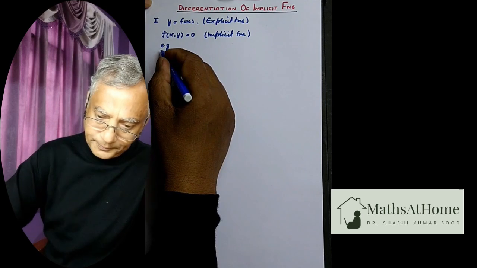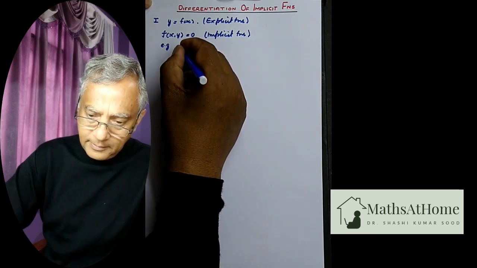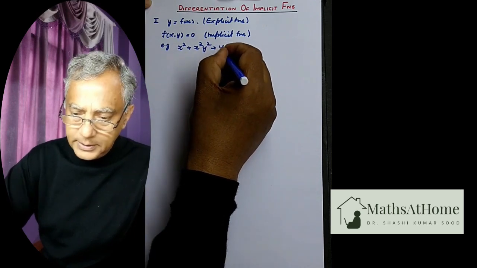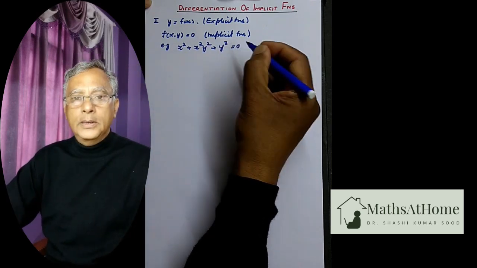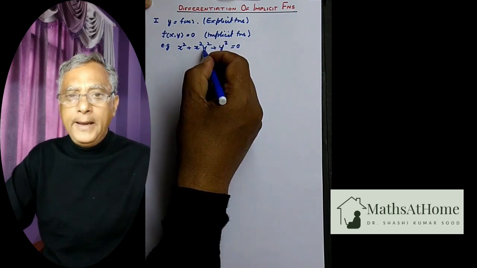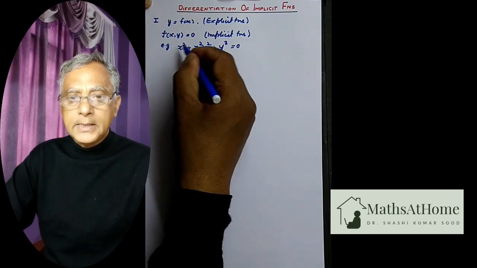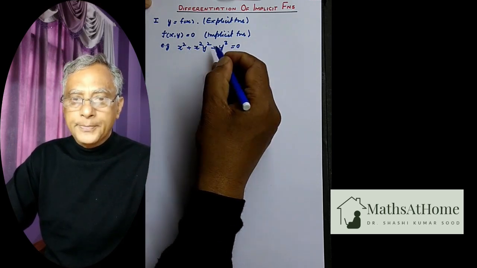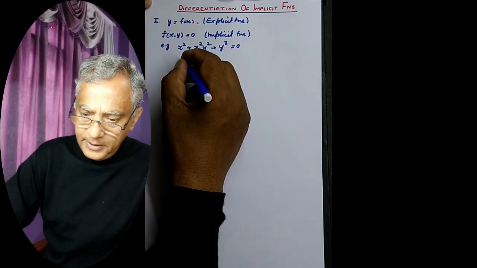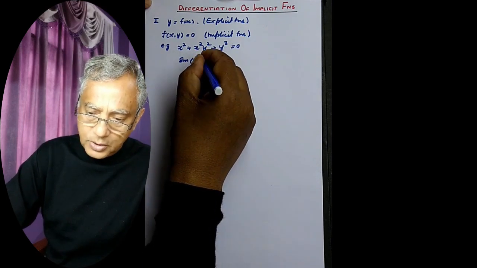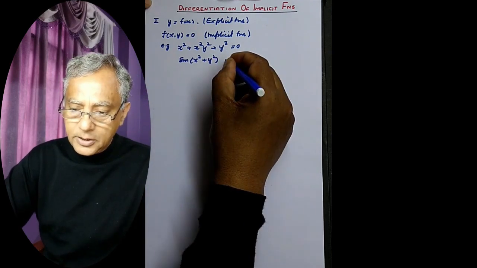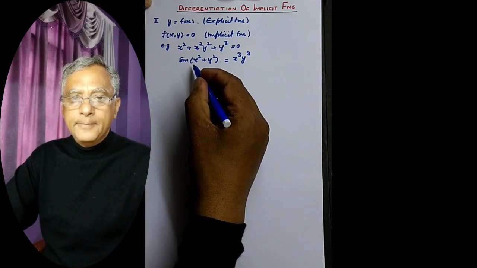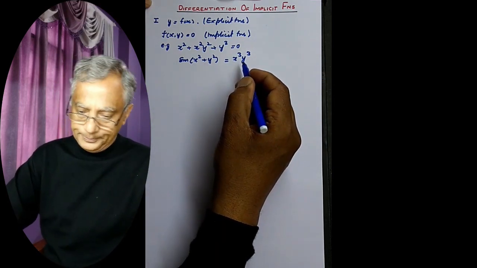For example, x square plus x square y square plus y cube is equal to 0. Now, y has not been expressed in terms of x. Such functions are known as implicit functions. Or sine of (x square plus y square) is equal to x cube y cube. Then this function is again an implicit function.